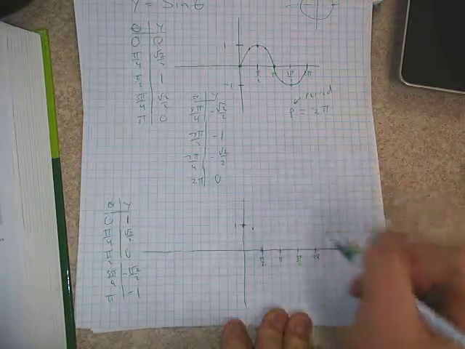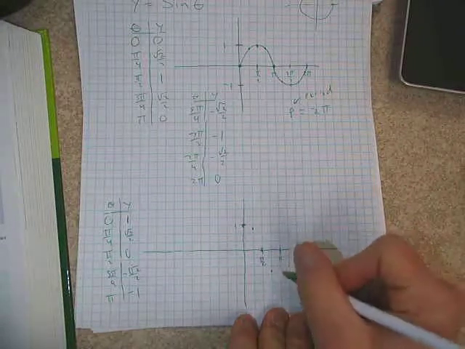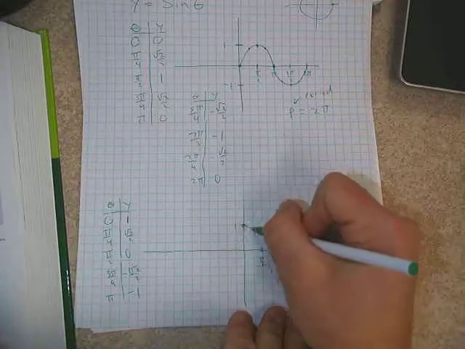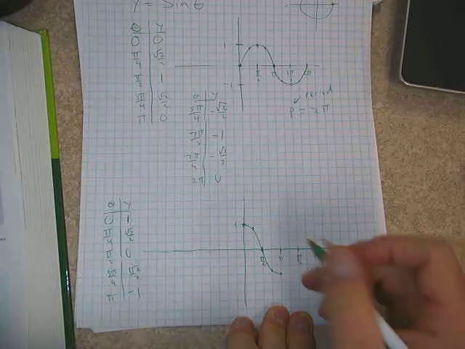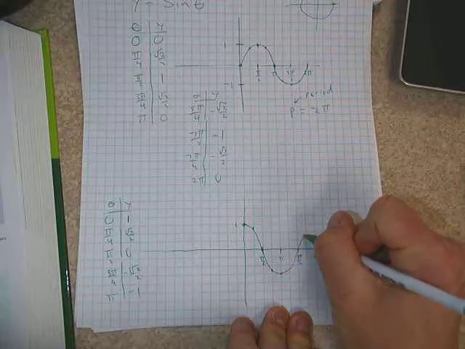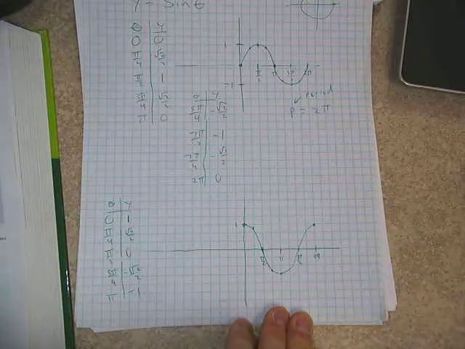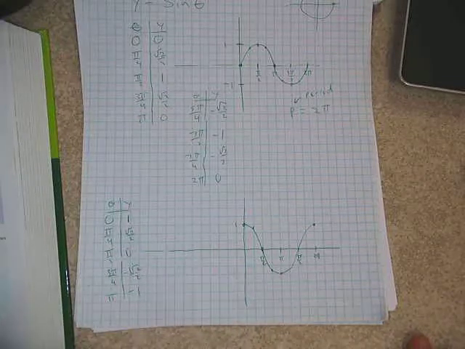So let's plot those points and see what we get here. So we got 0, 1. Again, I'll keep my tick marks the same on this. We have pi over 4, radical 2 over 2. We have pi over 2, 0. We have 3 pi over 4, radical 2 over 2, negative. And so ultimately our shape looks like this.